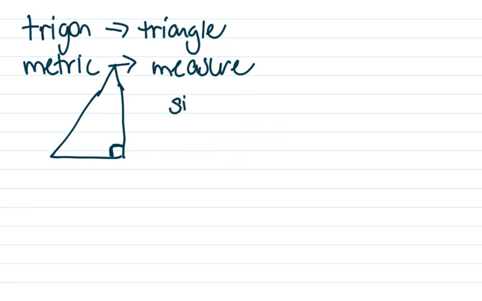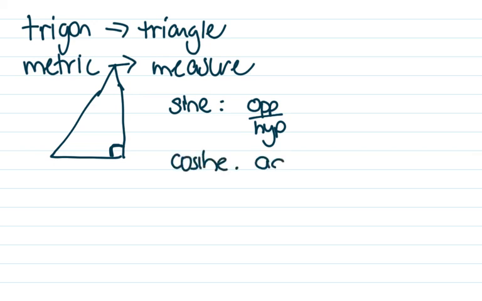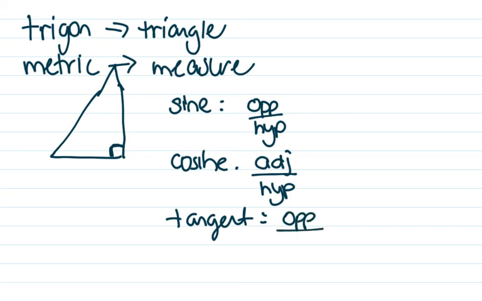We have sine, which is the ratio comparing opposite side to the hypotenuse side. And remember that we can always write a ratio as a fraction, so 1 over the other, opposite over hypotenuse. Cosine is the ratio comparing the adjacent side to the hypotenuse side. And tangent is the ratio comparing the opposite side to the adjacent side of the angle that we're talking about.